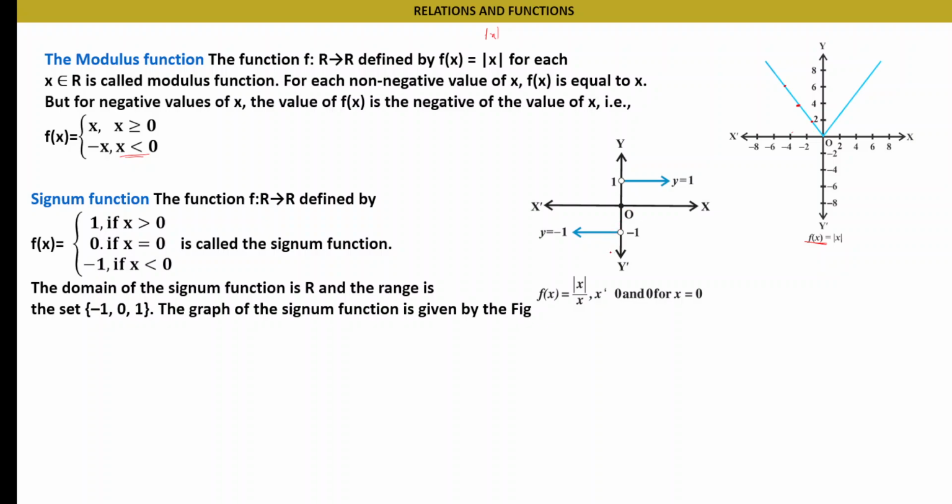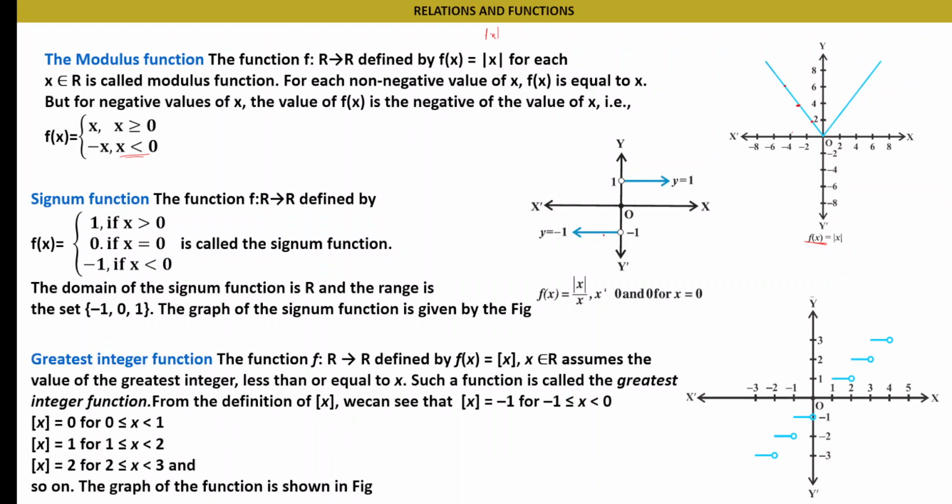The domain of the signum function is R and the range is the set {−1, 0, 1} because it takes values only for these three values. The graph of the signum function is given in this figure. See, for all the positive values of x, y is 1. For the value 0, y is 0. For negative values of x, we get y as −1.